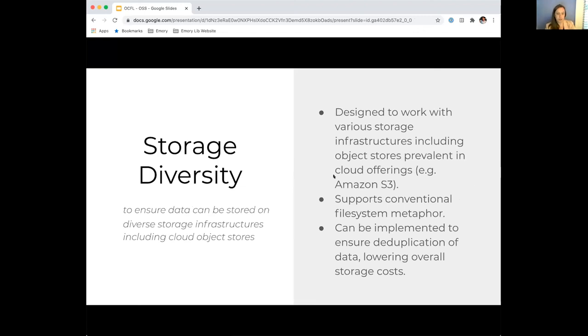The next thing that the OCFL specification talks about is storage diversity. So oftentimes folks are thinking about just one storage environment, the one that they've built their application in. Storage diversity also ensures that data can be stored on a variety of different infrastructures, from AWS to Azure to, you know, your local storage options. The specification can also be implemented in a way that ensures deduplication of data doesn't happen. Again, reducing costs when you're in something like AWS or Azure.